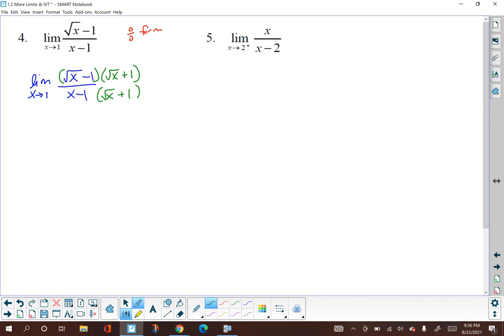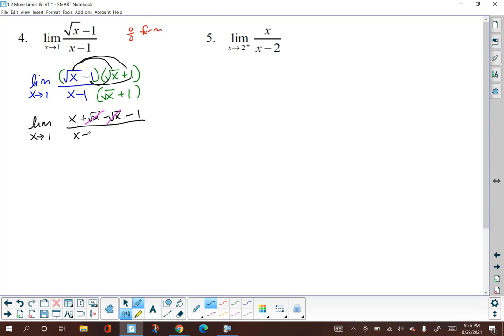Now, it might seem like a weird choice to do that, but we're going to multiply out the top so that you can see why that was helpful. So if we multiply a root x by another root x, that is x. So I'm multiplying together at the top. Root x times 1 is root x. Negative 1 times root x is negative root x, and negative 1 times positive 1 is negative 1. And you can see that the middle root x terms canceled out, so our numerator is x minus 1.